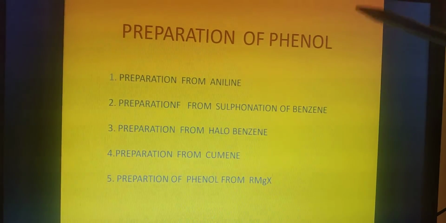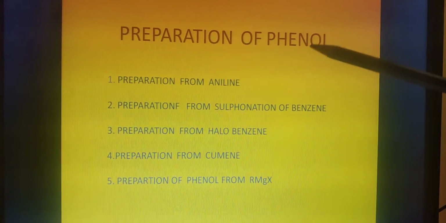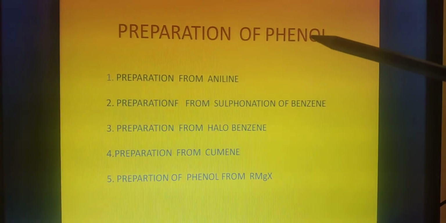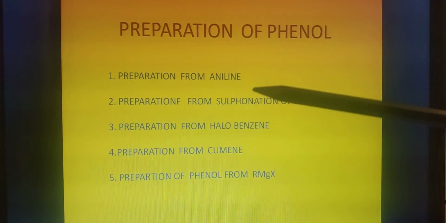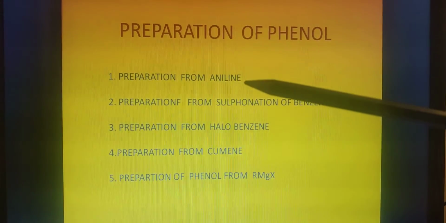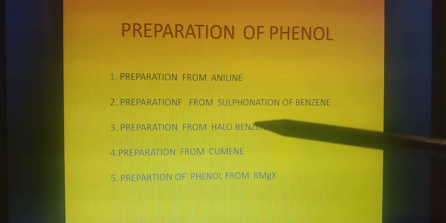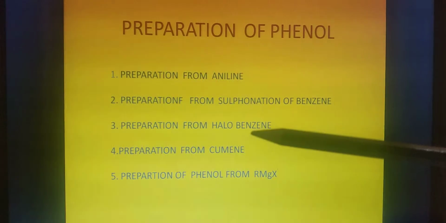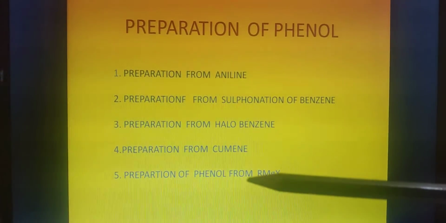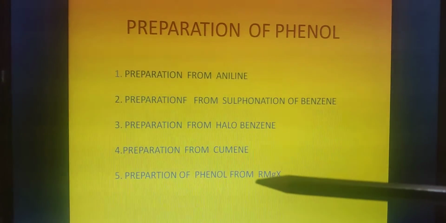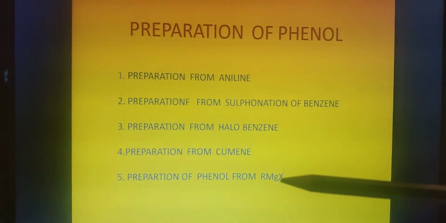Good morning, friends. Today we are going to learn a new topic, that is preparation of phenol. In this preparation of phenol, we have several methods, just like preparation from aniline, preparation from sulfonation of benzene, preparation from halobenzene, preparation from cumene, and preparation of phenol from RMgX, which is called Grignard reagent.